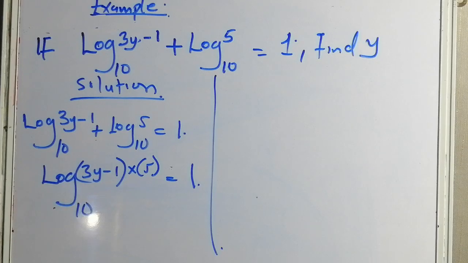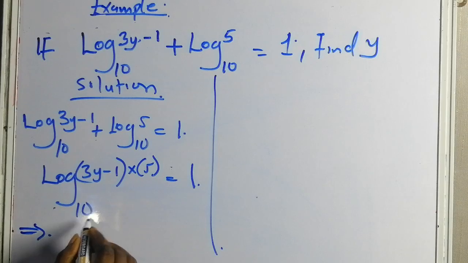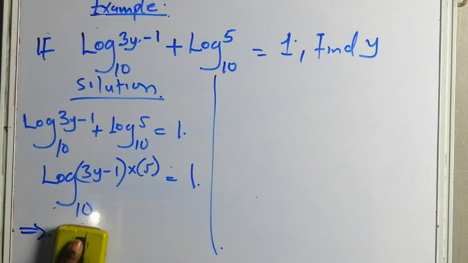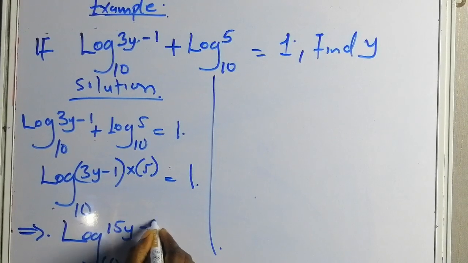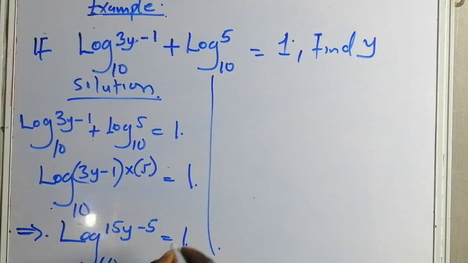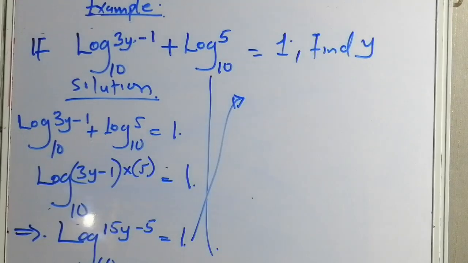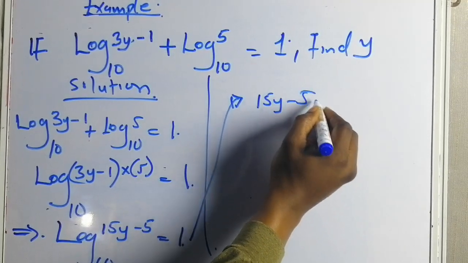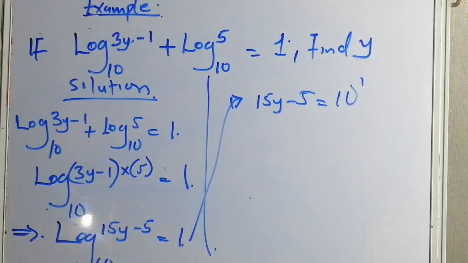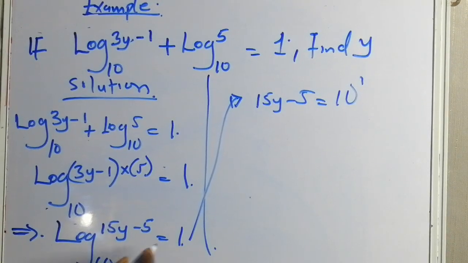So it means at the end of the day, that implies that will be 5 times 3, that's 15y. Okay. So let me jump steps so that you can understand. So this is log base 10 of 5 times 3, 15y minus 5 equals 1. So I can continue this one here. This one is the same thing as saying 15y minus 5 equals 10 raised to the power 1.